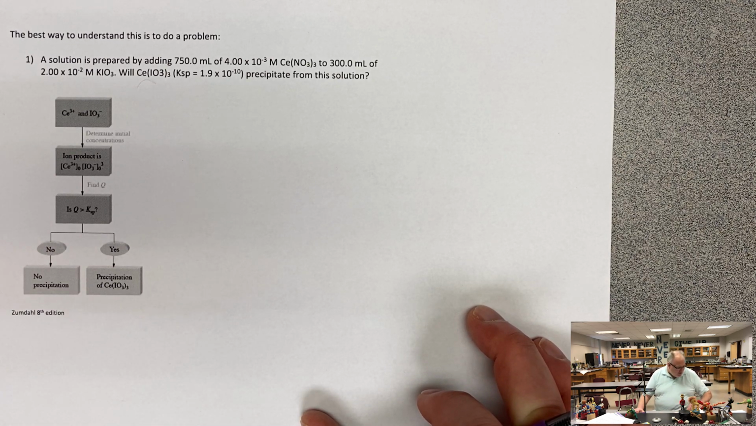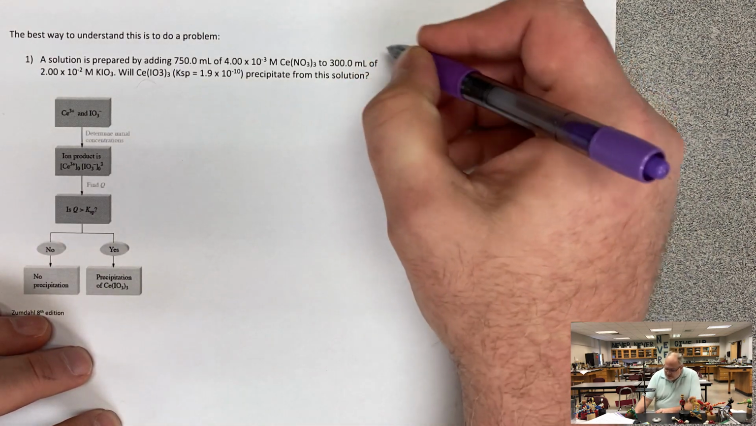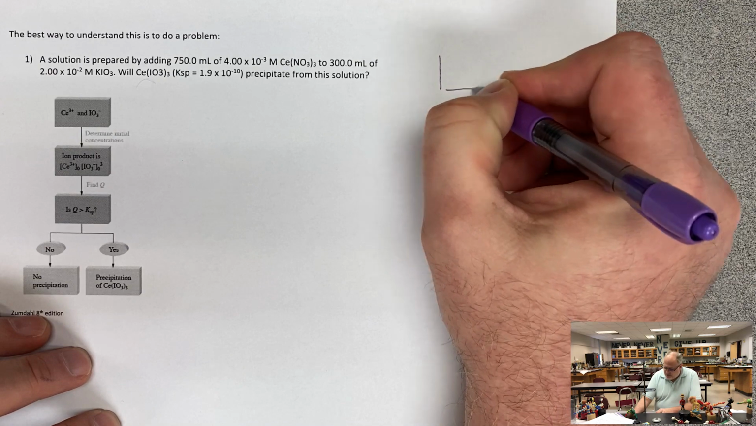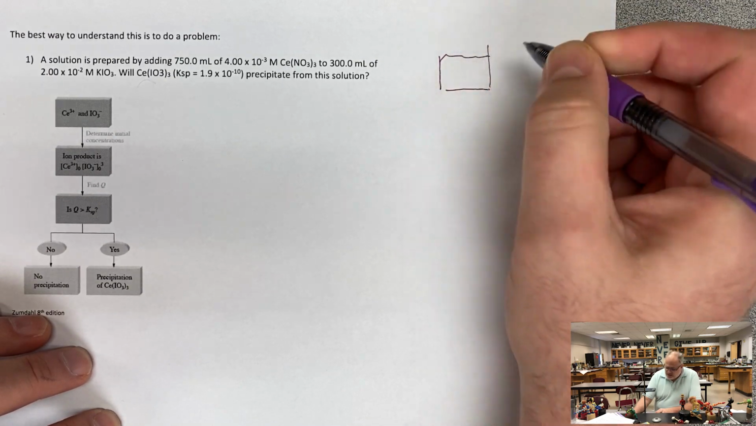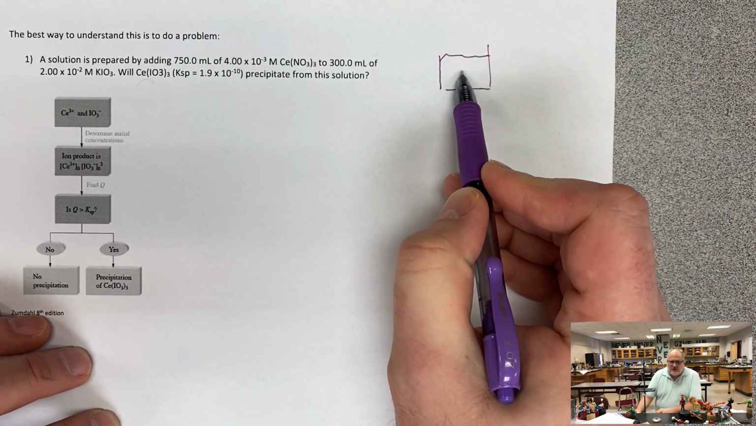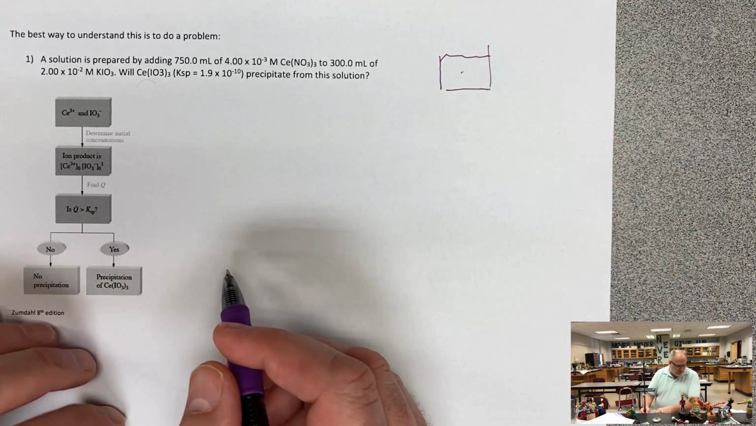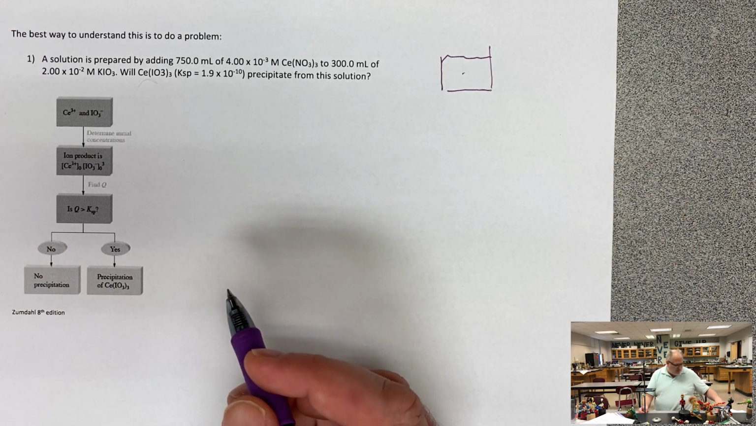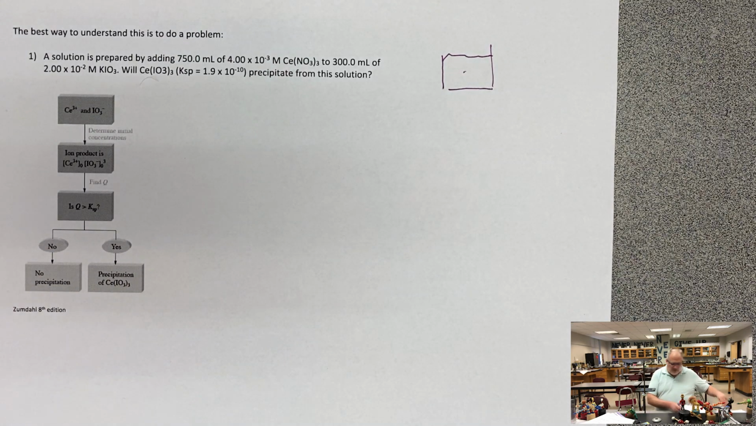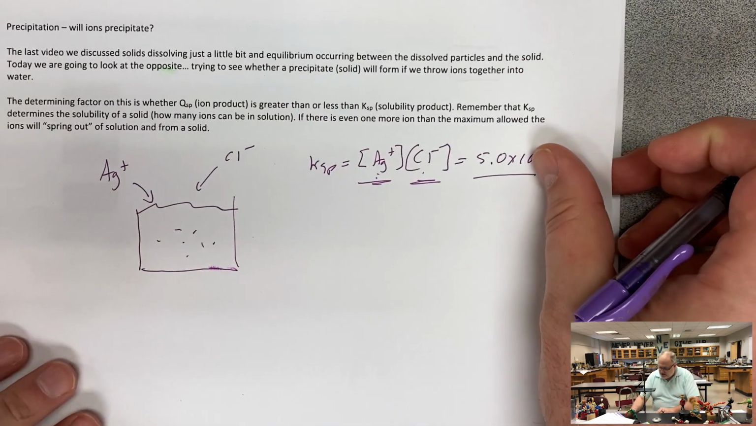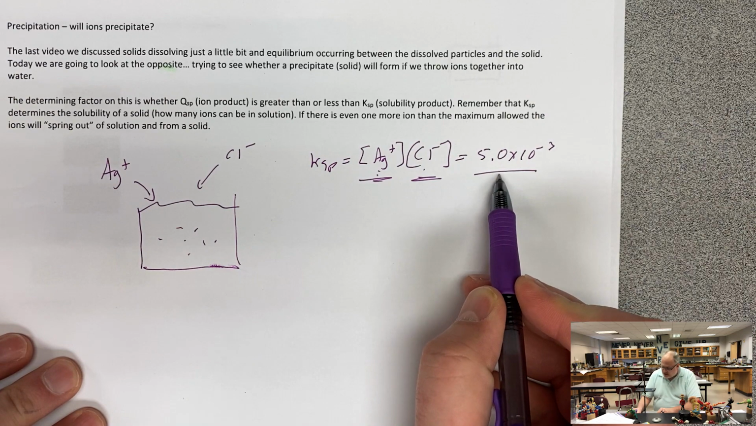First of all, whatever we're throwing into the solution, I'm going to put a little diagram up here. We want to know whether or not the Q value is going to be greater than or equal to the K value. The K value, remember, as we just said, is the maximum amount of stuff that you can actually include in your solution. So that would be our K value.